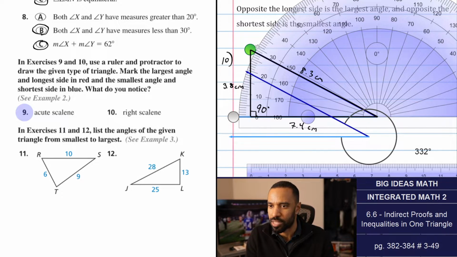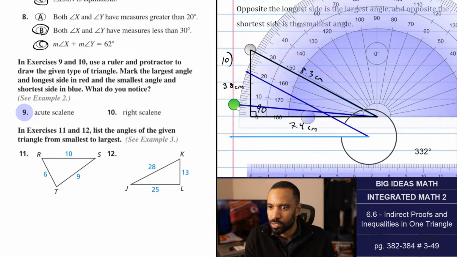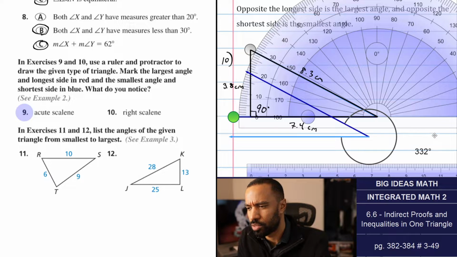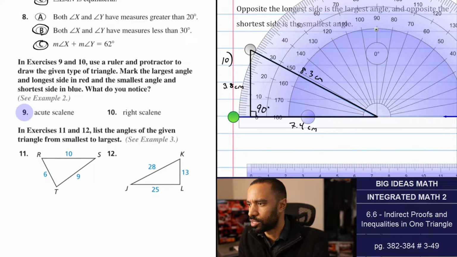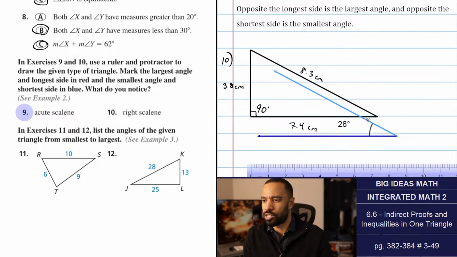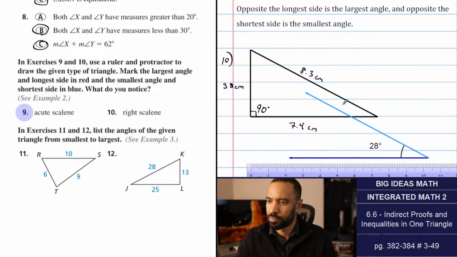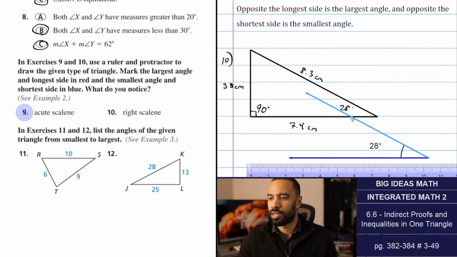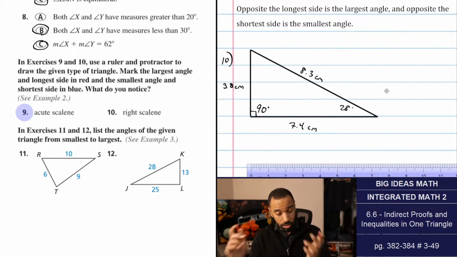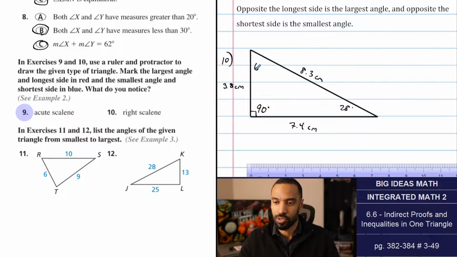332 degrees. Oh, I must have these things backwards. But then that must mean it's 28 degrees. 28 degrees, I think, then? Is that the answer? So let's see. Yeah, 28 degrees. Okay, so this guy's 28 degrees right there. Looks like this is the smallest angle. And 90 minus 28 is 62. So this is going to be 62 degrees.